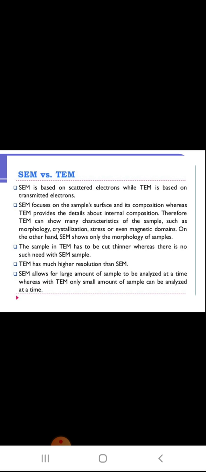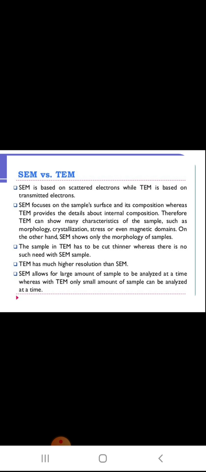Now let us see the difference between SEM and TEM. SEM is based on scattered electrons while TEM is based on transmitted electrons. SEM focuses on the sample surface and its composition, whereas TEM provides details about internal composition. Therefore, TEM can show many characteristics of the sample such as morphology, crystallization, stress or even magnetic domains. On the other hand, SEM shows only the morphology of the samples.